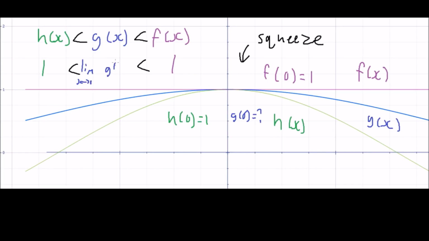If the limits leave us with a scenario where our original inequality becomes something like 1 is less than the limit as x approaches 0 of g of x is less than 1, then the limit must be 1, because the number between 1 and 1 is obviously 1.